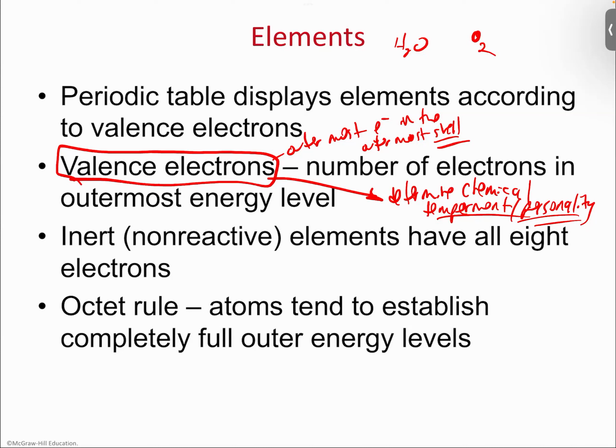So basically, these are the outermost, right? They have a particular temperament and personality. But then, getting back to Raphael's point, what if you have all full, right? So your valence is all full. That basically means you're inert.